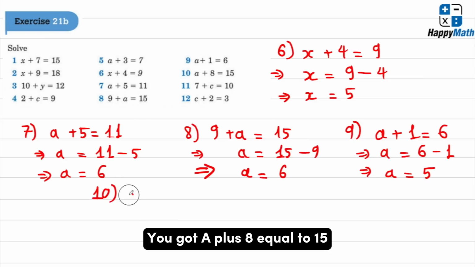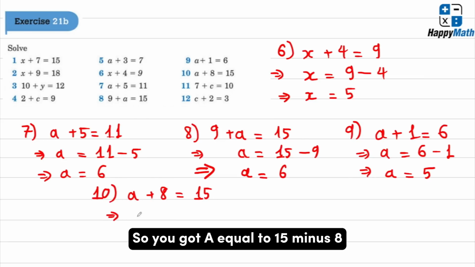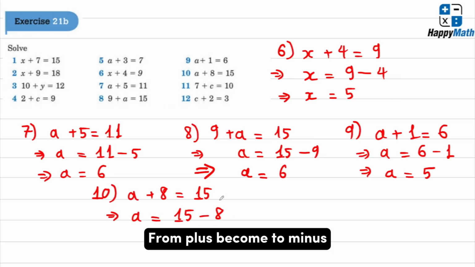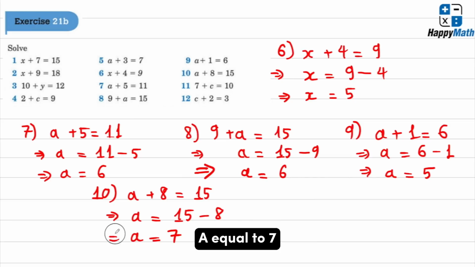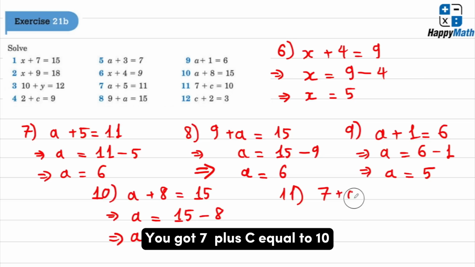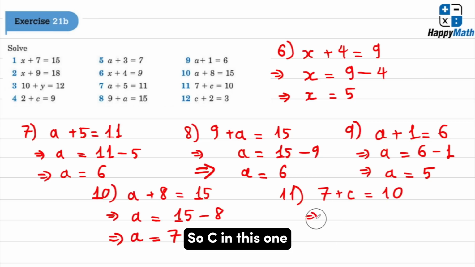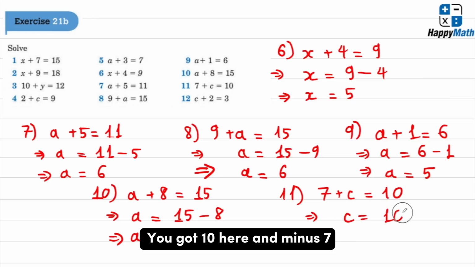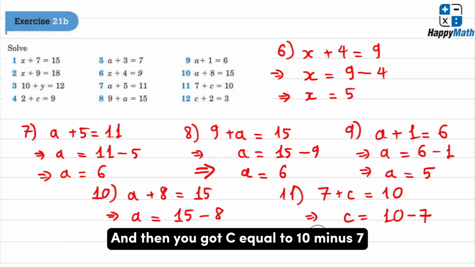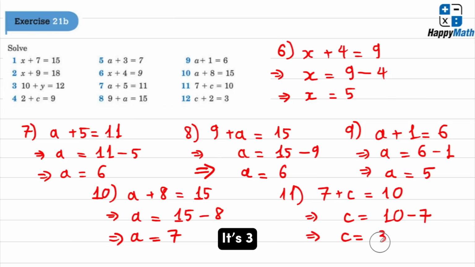Question 10. You got a plus 8 equal to 15. So you got a equal to 15 minus 8, from plus it becomes minus. Transposition method. Okay. a equals 7. And question 11. You got 7 plus c equal to 10. So for c in this one, you got 10 here and minus 7. And then you got c equal to 10 minus 7, it is 3.